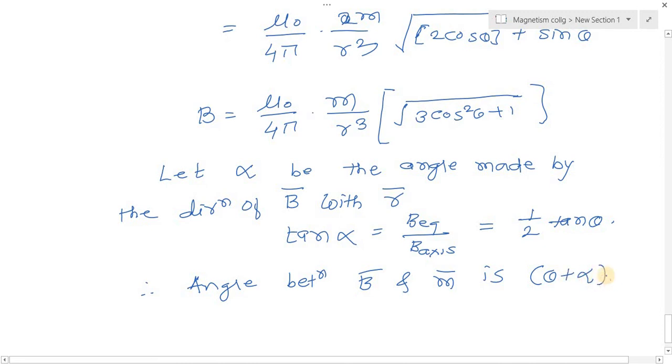So this is the magnetic field at an arbitrary point.